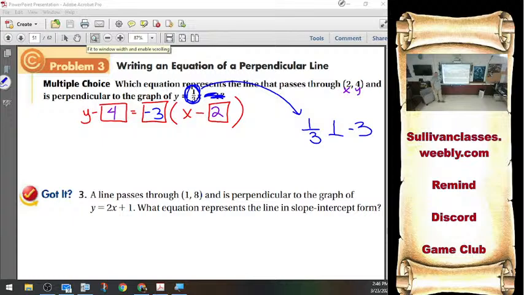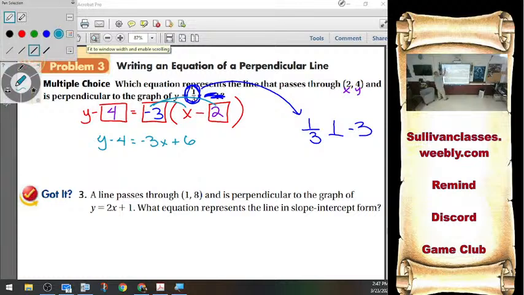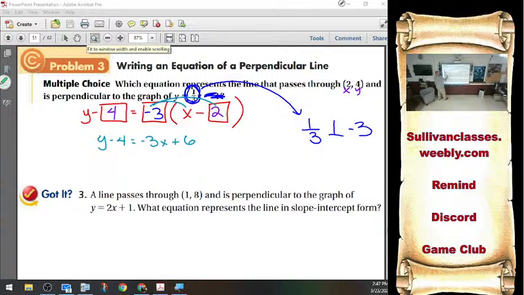Then rearrange it. I'll distribute. Y minus 4 is -3x plus 6. I'll add 4 to the other side. 6 plus 4 is 10. Okay? Look at how fast that is when we start in point slope form.